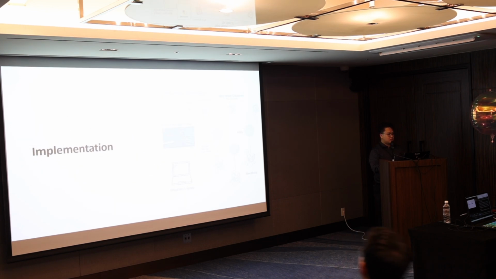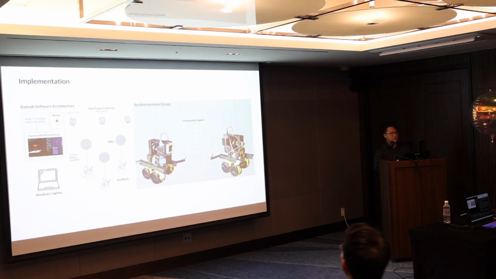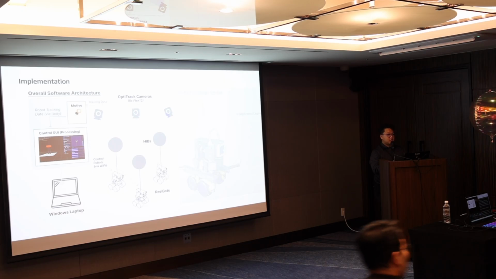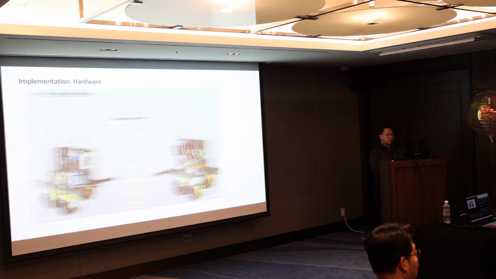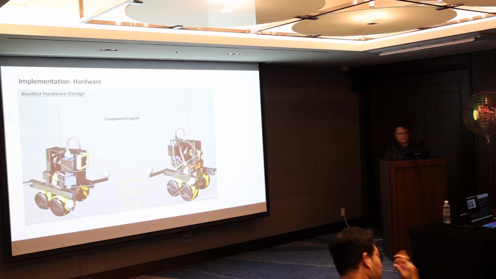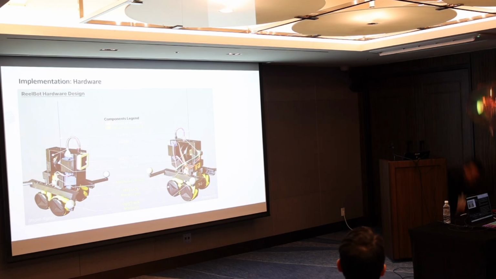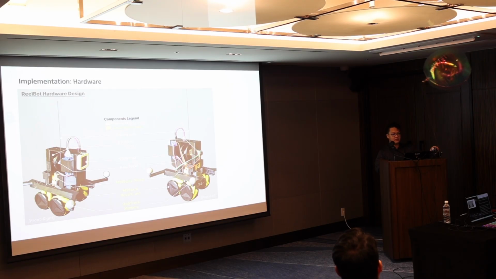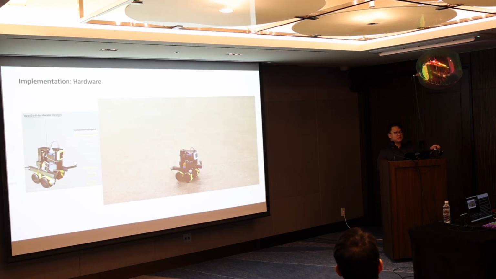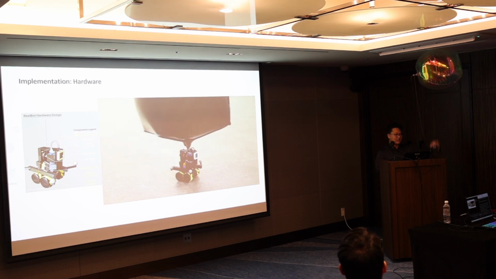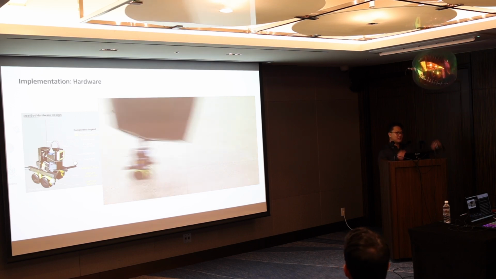Moving into our implementation, our system consists of a software architecture and hardware design. Our software is based on the OptiTrack motion capture system, along with our custom-built GUI, which you have seen throughout the past slides. And our hardware is built on commercially available off-the-shelf rovers, as well as a reeling mechanism that allows us to have three-dimensional maneuverability. And if you'd like to take a closer look at this, feel free to come after the session.